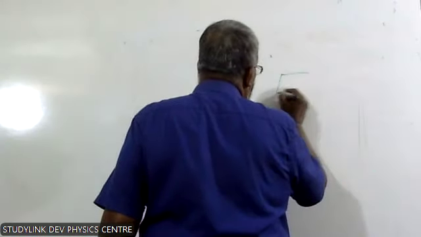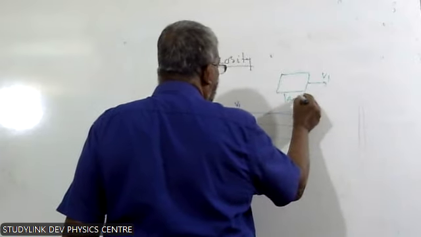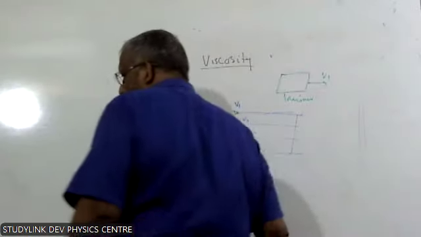This is a single rectangular lamina. If you consider this is V1, this is a lamina now.